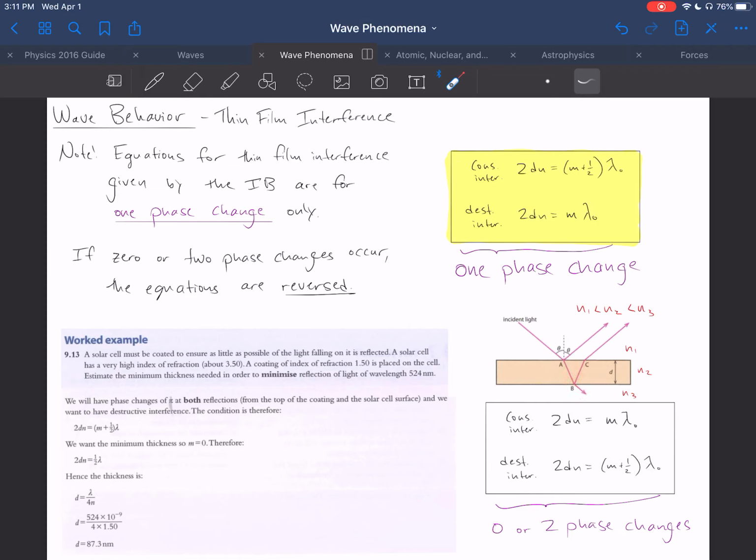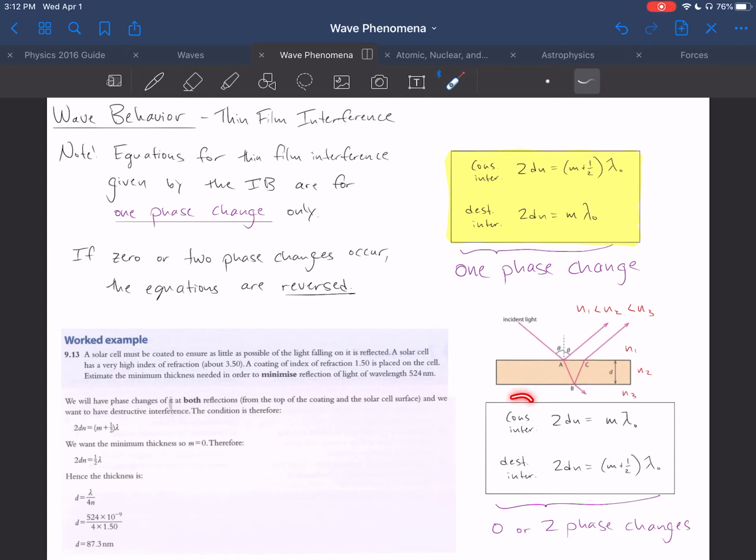And as a result, the conditions for constructive and destructive interference don't involve the extra phase shifts from both, because both outgoing rays are phase shifted. And the equations for constructive and destructive interference look exactly like the equations for one phase change, except flipped. And in fact, they actually look normal.